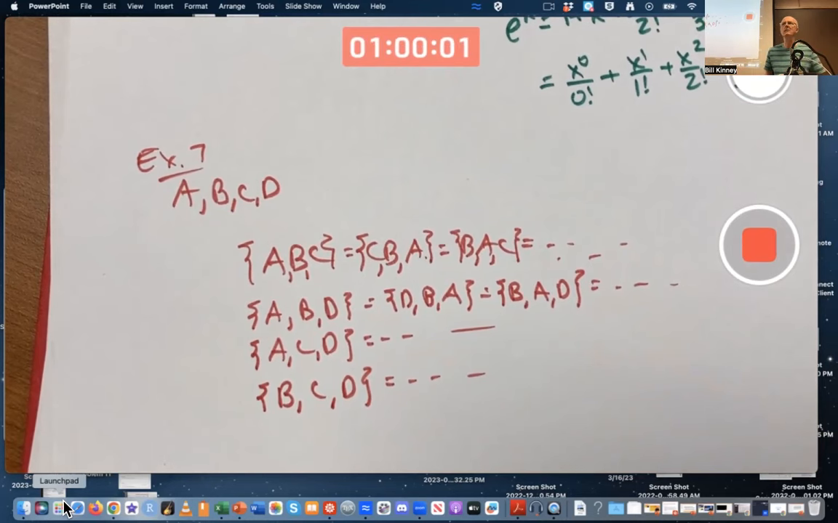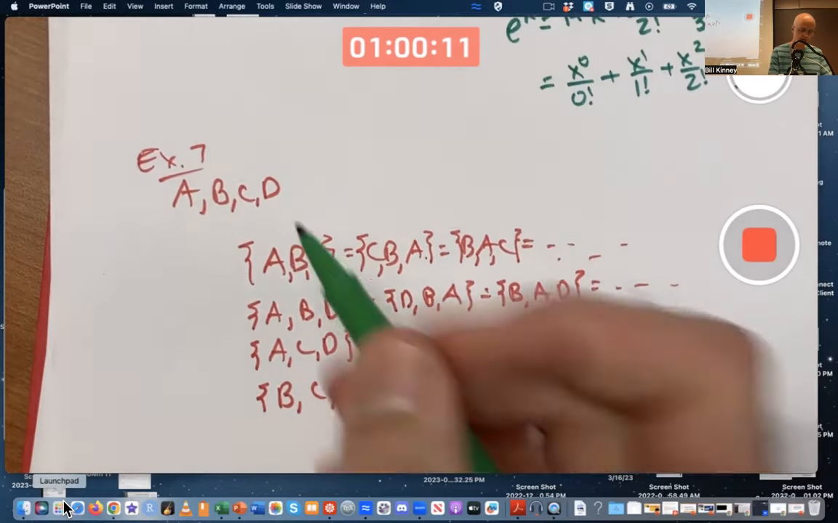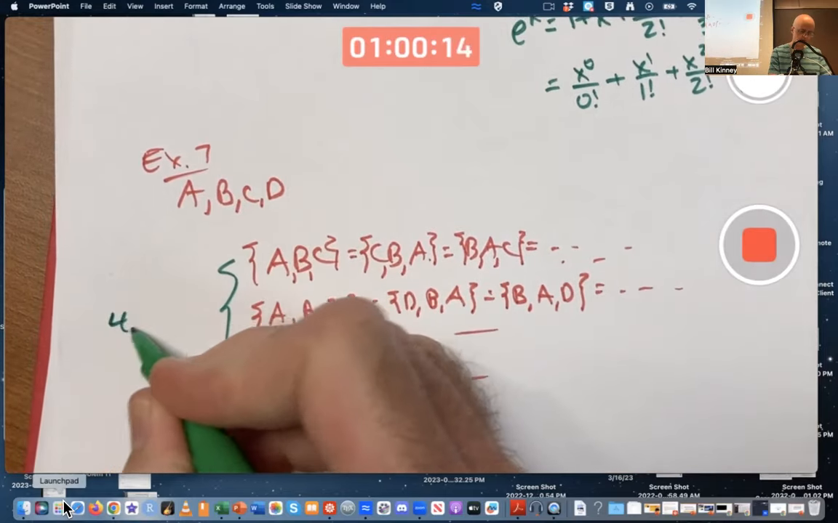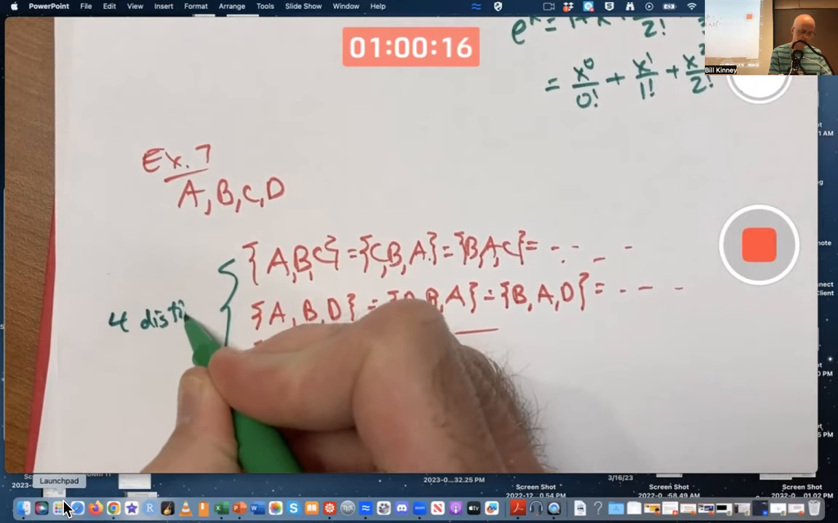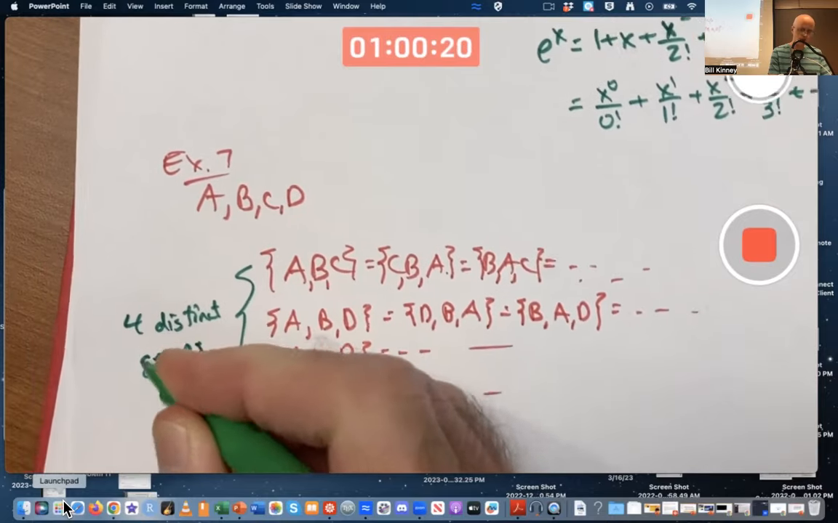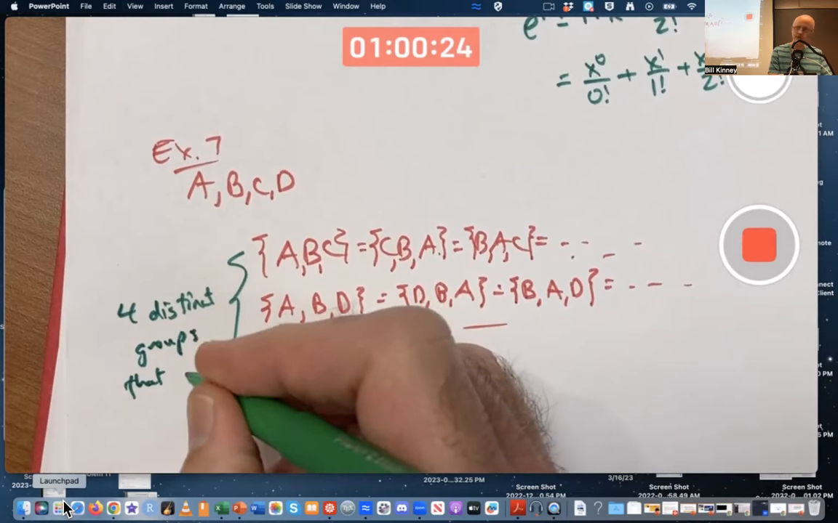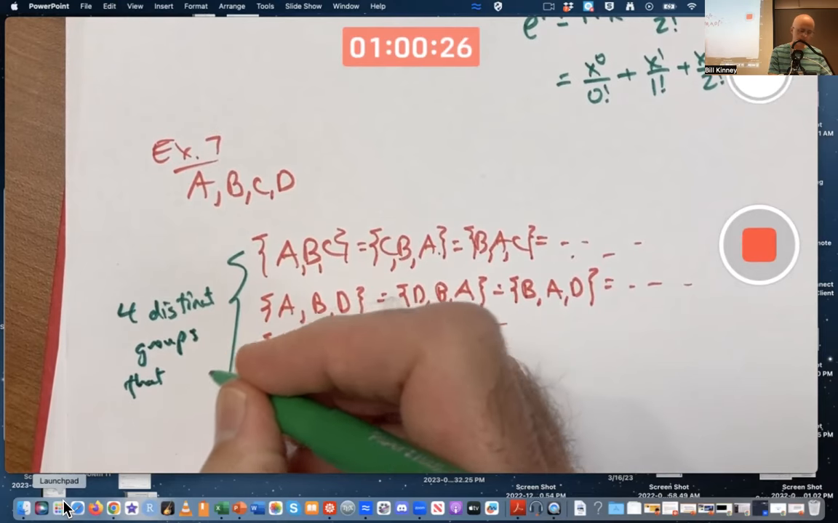There are only four ways of picking three people from a group of four. There are four distinct groups that can be chosen. Not four times three times two, 24, like we got before.